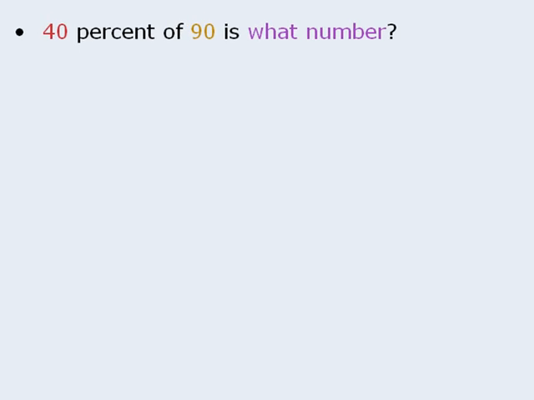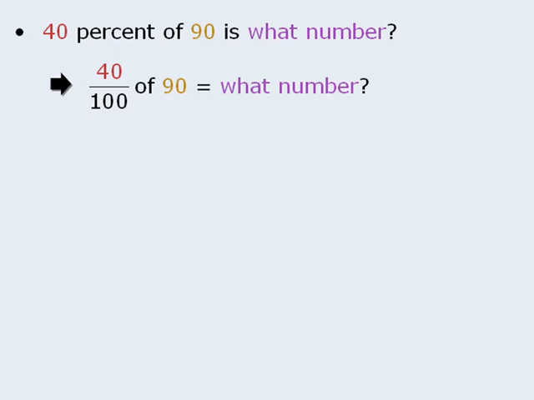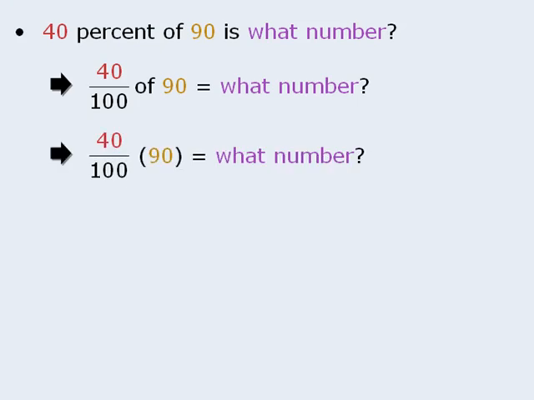Now, to convert these words into an equation, first recognize that we can rewrite 40% as 40/100ths. Next, recognize that we can replace the word is with an equal sign. Next, recognize that 40/100ths of 90 is the same as 40/100ths times 90. So as you can see, the sentence 40% of 90 is what number is the same as the equation 40/100ths times 90 equals what number.